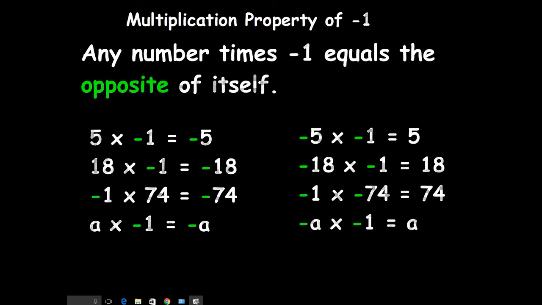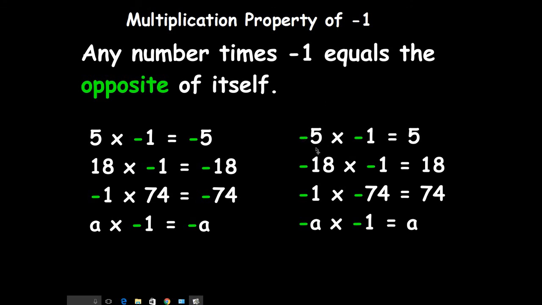Now we have the multiplication property of negative 1, which tells us that any number times negative 1 equals the opposite of itself. So not itself, but the opposite of itself. So 5 times negative 1 equals negative 5. Remember, negative 5 is the opposite of 5. 18 times negative 1 equals negative 18. Negative 18 being the opposite of 18. Again, order doesn't matter. Negative 1 times positive 74 equals negative 74. And A times negative 1 equals negative A.